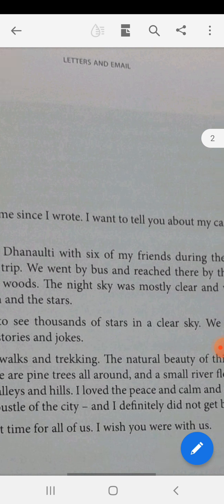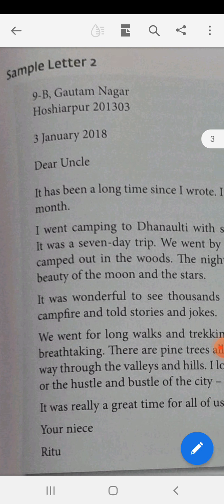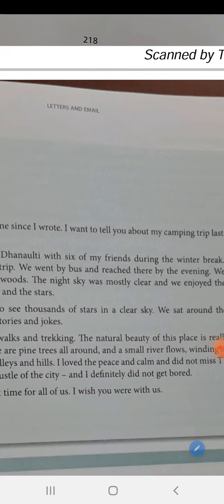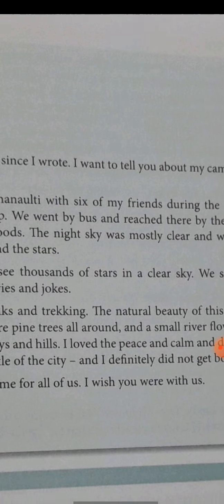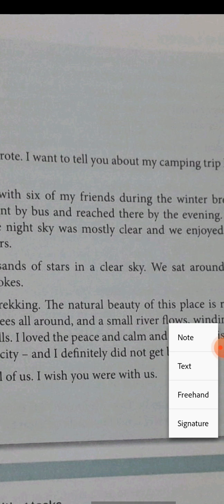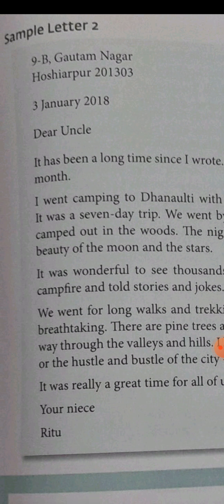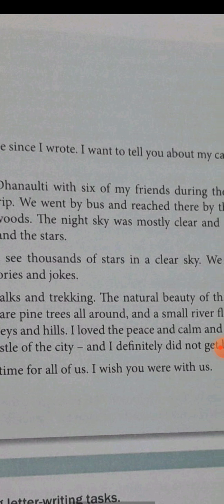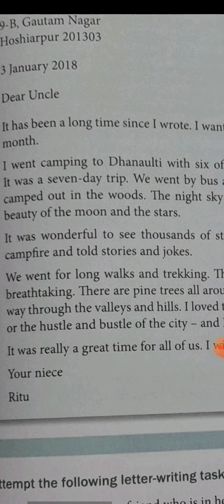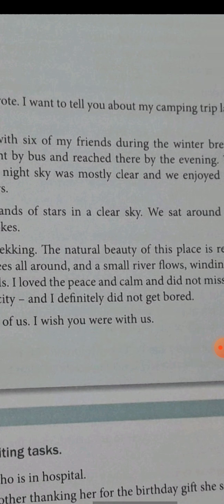since I wrote. I want to tell you about my camping trip. Last month I went camping to Dhanolti with 6 of my friends during the winter break. It was 7-day trip. We went by bus and reached there by evening. We camped out in the woods. The night sky was mostly clear and we enjoyed the beauty of the moon and the stars. It was wonderful to see thousands of stars in a clear sky.